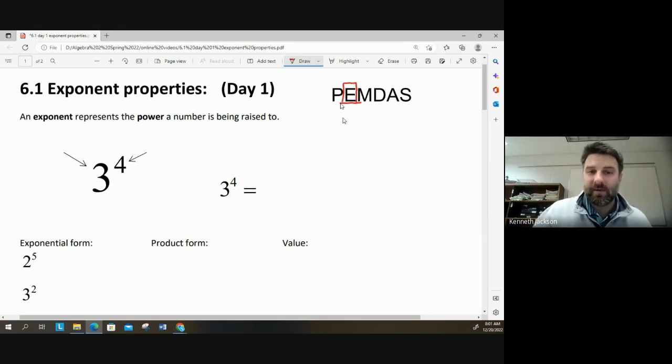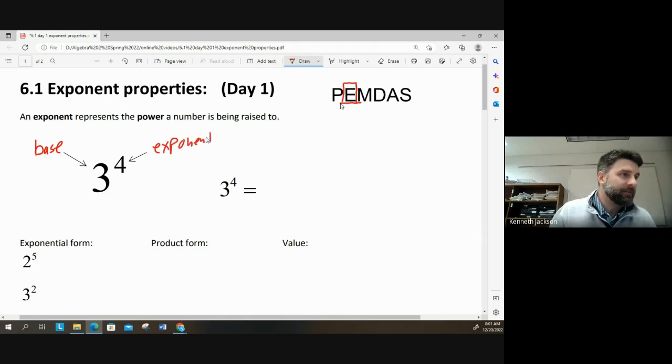To define some exponents, there are some basic rules about exponents. We have a base, that is the big number, and the exponent represents the power that the number is being raised to. So the exponent is the power. So you could say that this is 3 to the 4th power. Some interchangeable words here: exponent and power. 3 to the 4th power means you're multiplying 3 times 3 times 3 times 3.